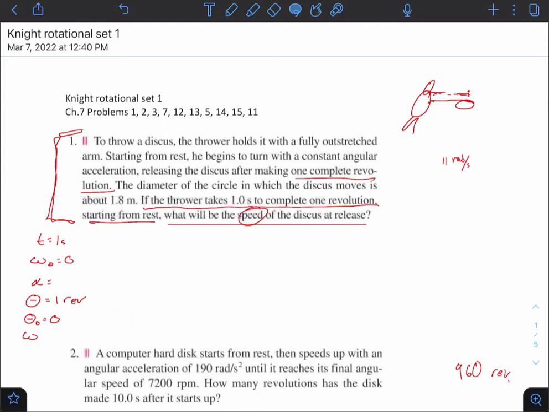We know the diameter of the circle. The diameter is 1.8 meters, which means that the radius is 0.9 meters, or half of the diameter. So we're trying to find the final angular speed. And then we're going to our kinematic equations. This is a straight kinematic problem.